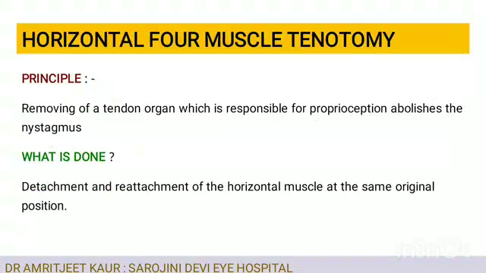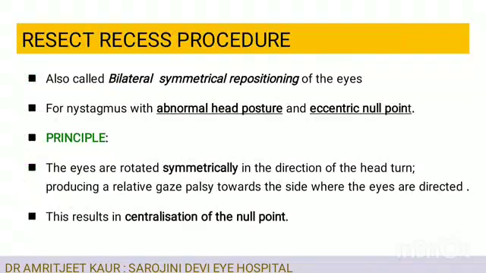The principle is removing a tendon organ which is responsible for proprioception, which abolishes the nystagmus. So what is done? Detachment and reattachment of the horizontal muscle at the same original position. The fourth surgical procedure is the resect and recess procedure.